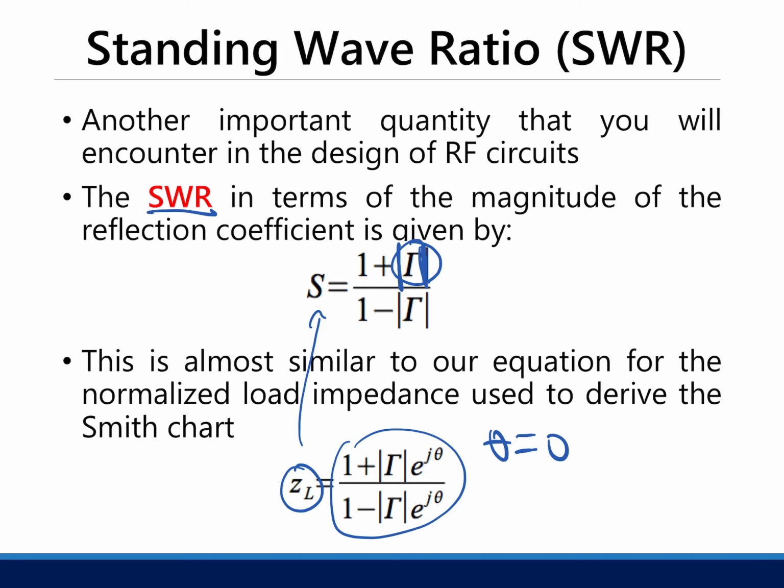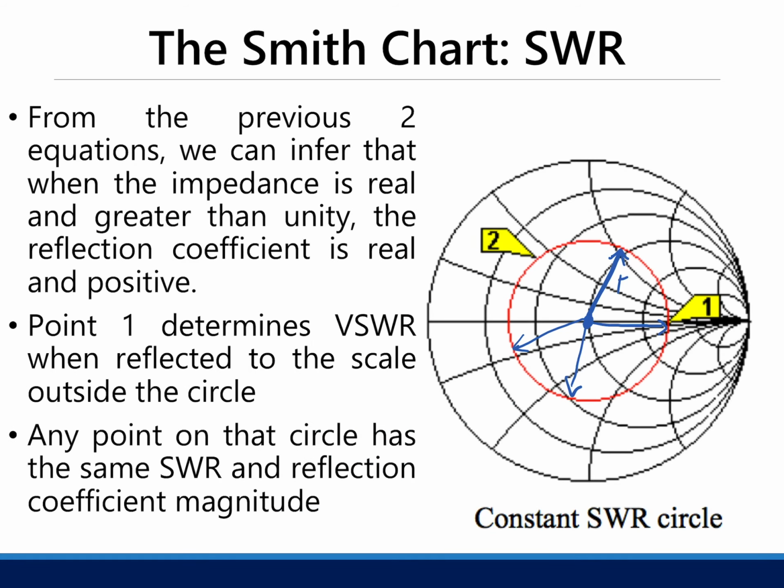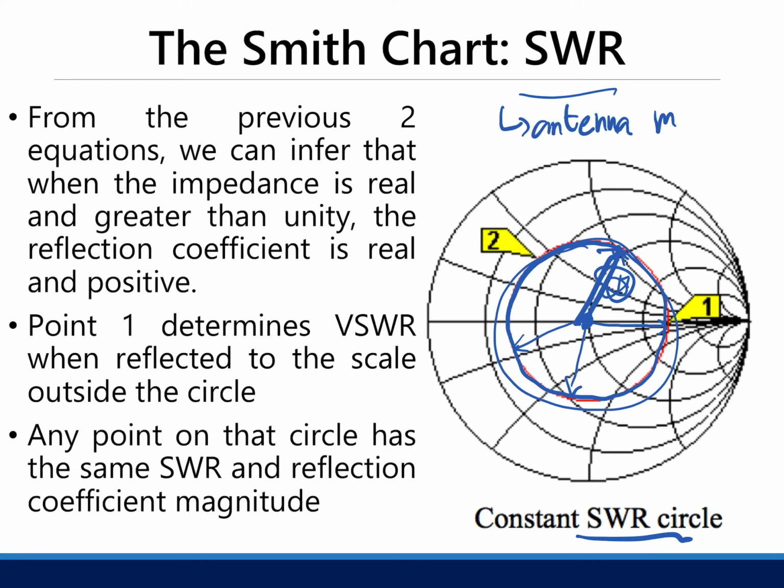Since you're getting the magnitude of gamma, that's the same as getting the distance of gamma from the origin, and you get some constant SWR circle. As long as you're equidistant from the origin, your SWR is constant. That would mean your constant SWR circle is centered at the origin, whose value depends on the radius of that circle, or the distance of any point on the circle to the origin. So that's one use of your Smith chart. SWR is a common measure for antenna matching.